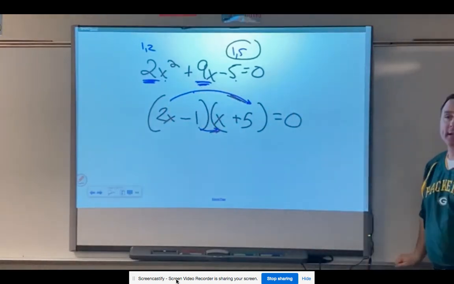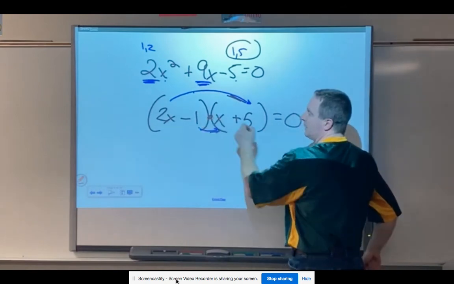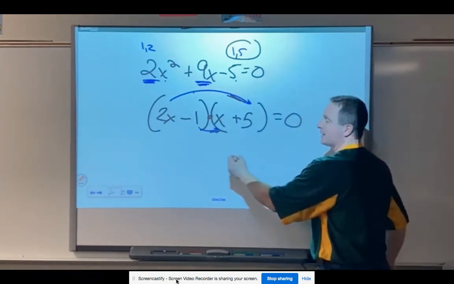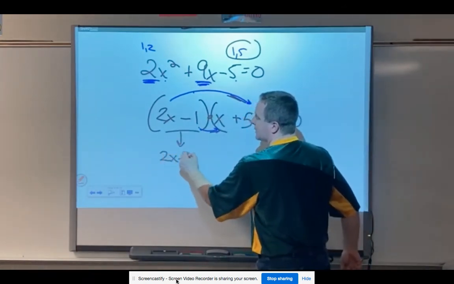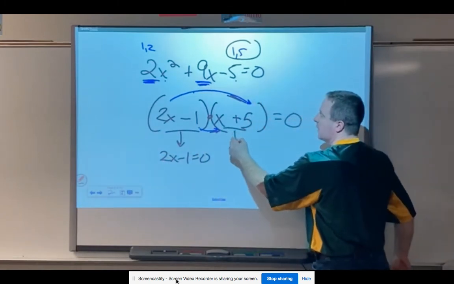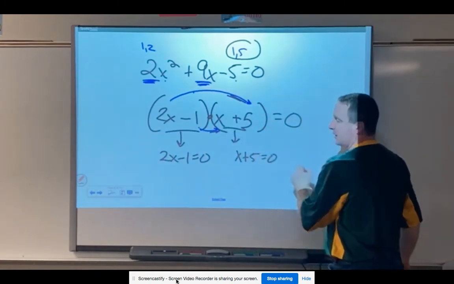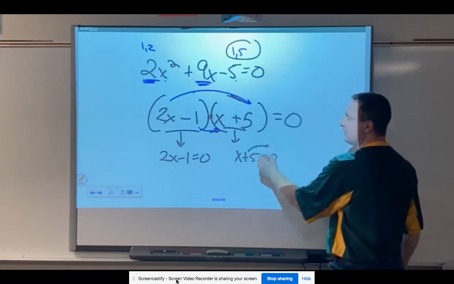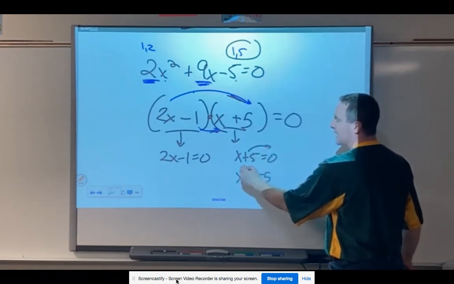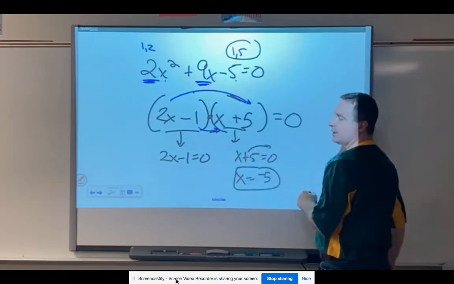Okay? Now what about solving it? Again, I have two things being multiplied together to be 0 here. So one of them has to be 0. It means 2x minus 1 has to be 0, or x plus 5 has to be 0. And I'm going to solve each one separately. Well, if I solve this one, that's negative 5. Now look at this one over here.